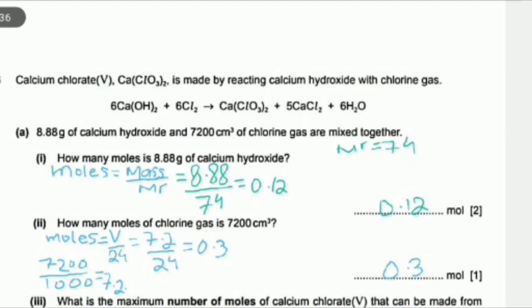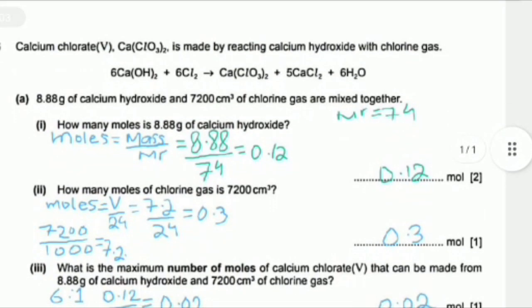How many moles is 8.88 grams of calcium hydroxide? In this question, I'm going to use this equation. Moles is equal to mass divided by molar mass, which is 8.88 divided by 74. 74 is the molar mass as it is given, and you have to calculate it using the periodic table, and you'll get 0.12 moles.